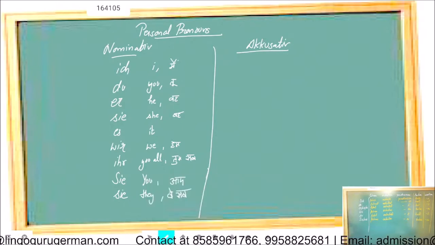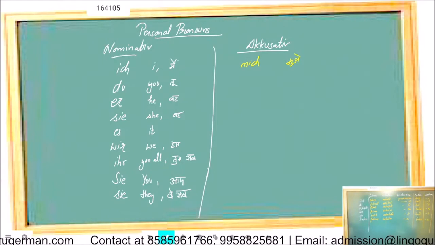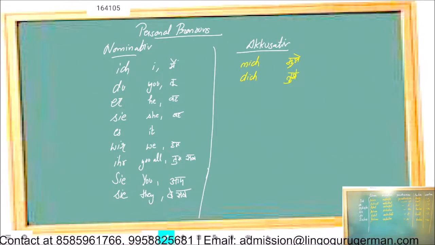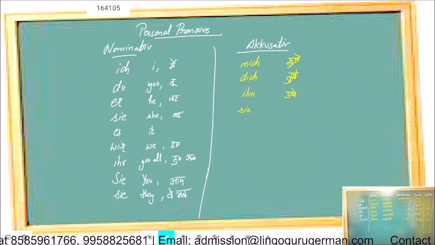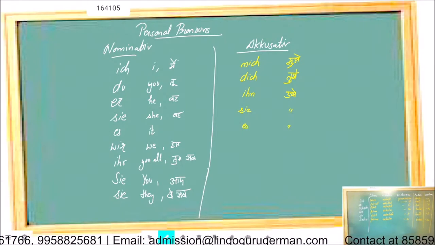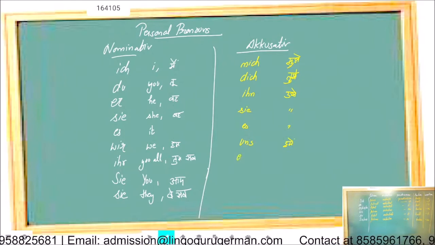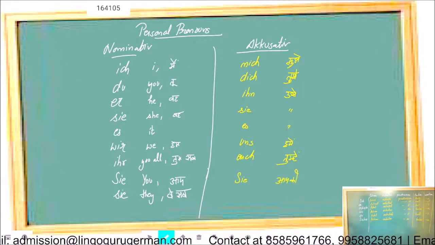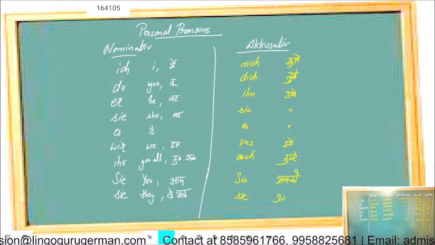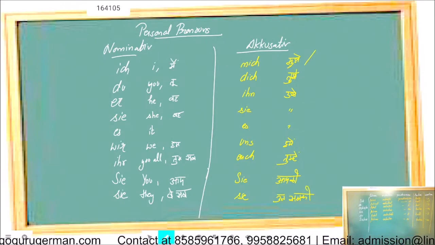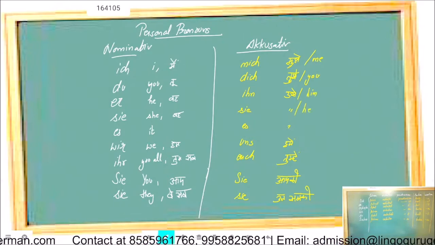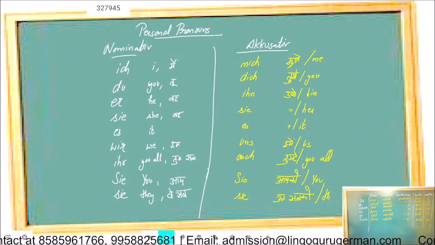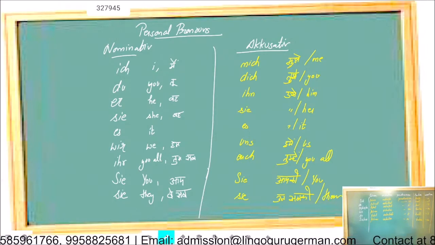So ich in accusative becomes mich, mujhe. Usne mujhe dekha, maine use dekha. Du becomes dich, which is tujhe. Er becomes ihn. Sie remains sie. Es remains es. Wir becomes uns, hame. Ihr becomes euch, tumhe. Sie remains sie, aapko. And sie remains sie, unko. So: me, you, him, her, it, us, you all, you, them. These are my personal pronouns in accusative.